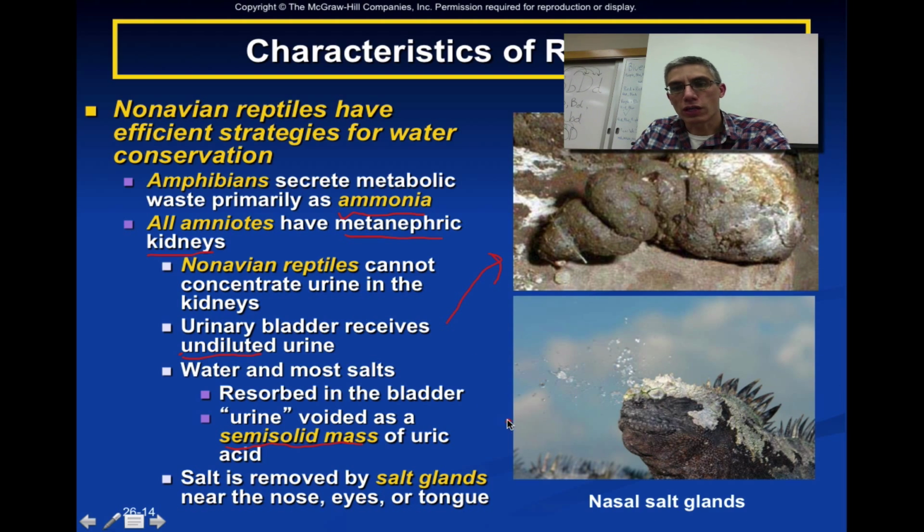Now, in some special cases, for example some of your marine iguanas, they can actually remove some of the salt that they have in their bodies by special salt glands that are found near the nose, the eyes, or the tongue. What they typically will do is basically sneeze, and when they sneeze, a lot of the liquid that comes out is going to be inundated with that salt. So it's an additional way to remove the salt from their body.